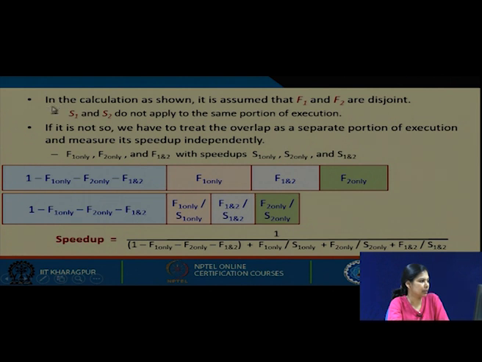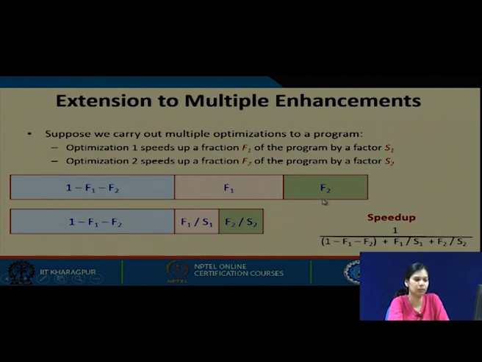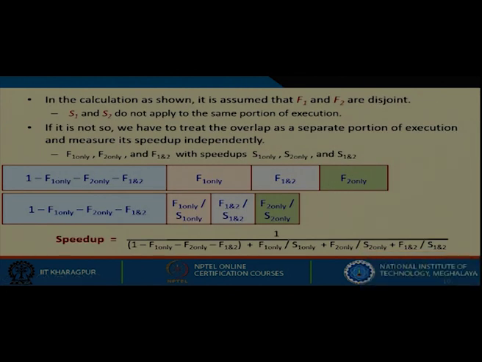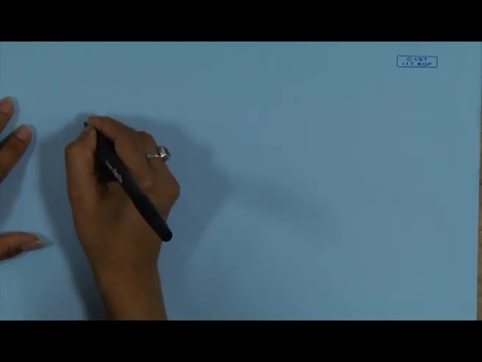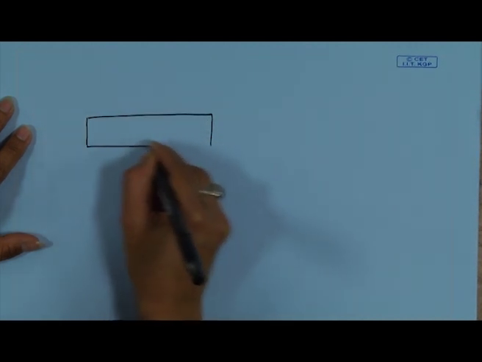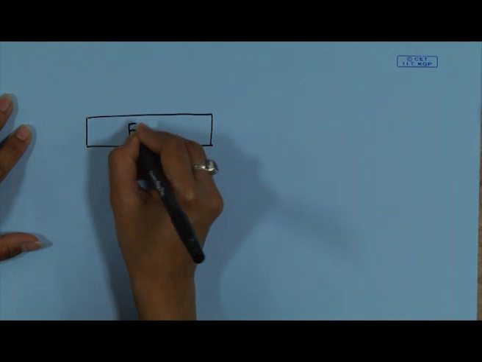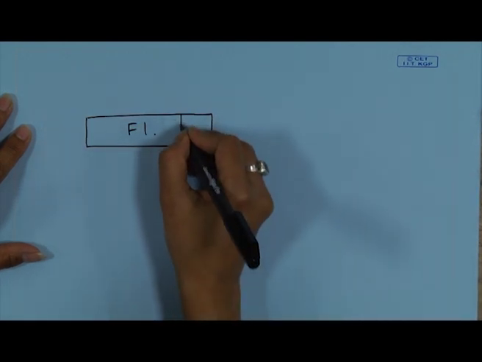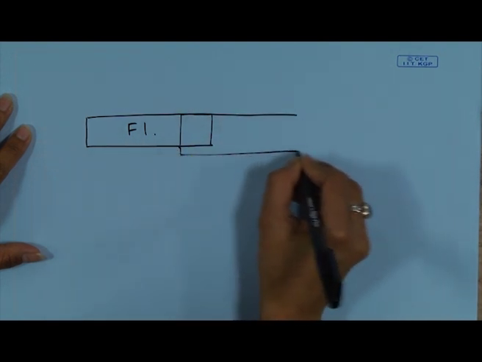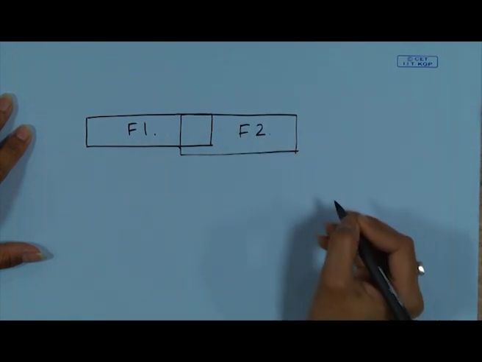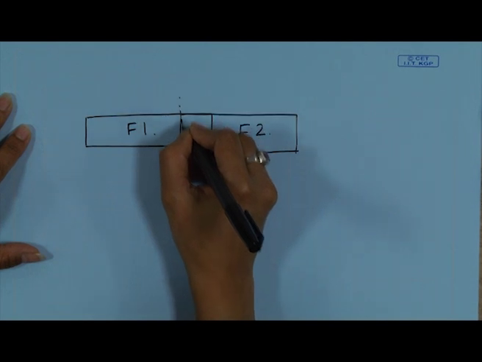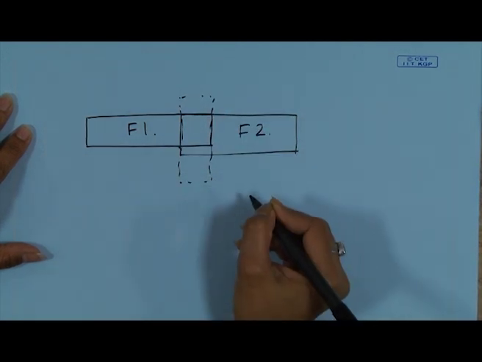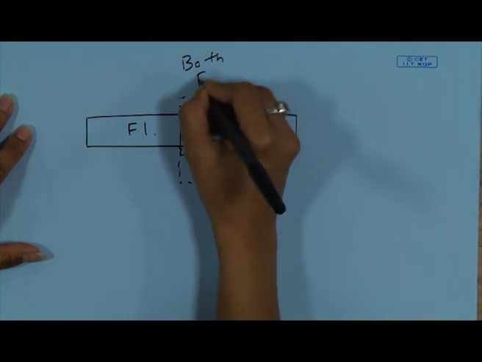Now, in the calculation as shown, it is assumed that F1 and F2 are disjoint. So, in this particular case, F1 and F2 are disjoint, and we are making improvement on this part only and this part only. But now there can be a situation like this. So, in this situation what happens? This is your F1 part, and this is your F2 part, and this part is having both F1 and F2.